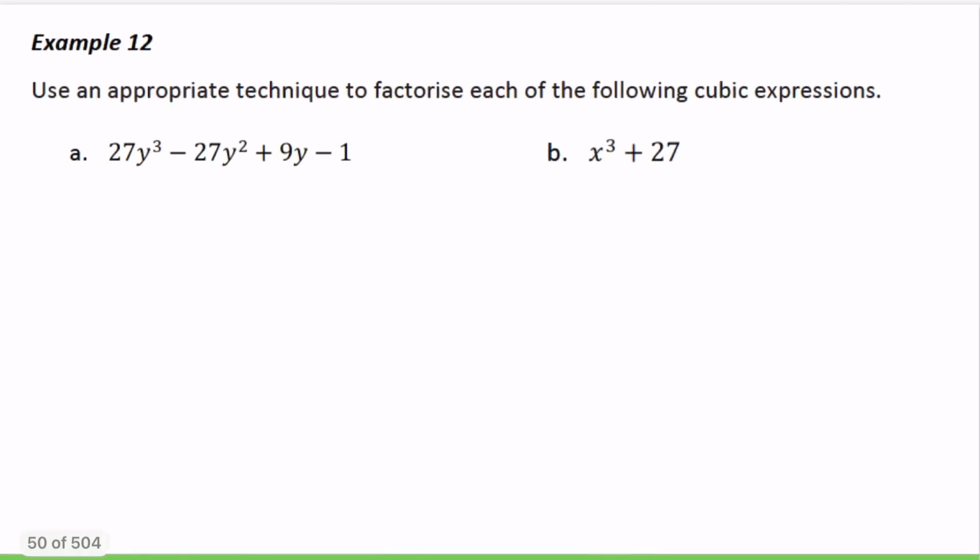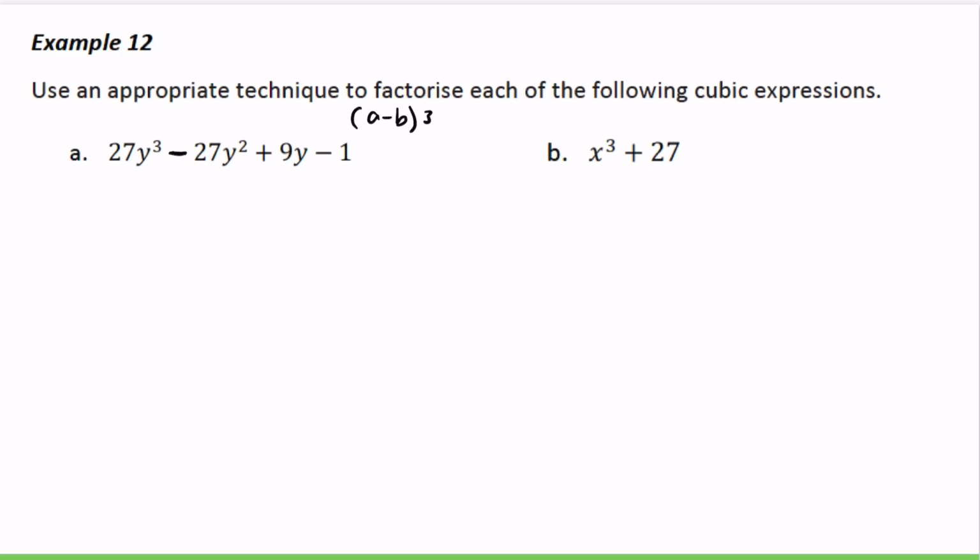So let's go ahead and apply all of that to what we can see here. Example 12, use an appropriate technique to factorize each of the following cubic expressions. As you can see, there are 4 terms here, and it has a negative here, so it looks like it's going to take the form of a perfect cube, which has a negative.